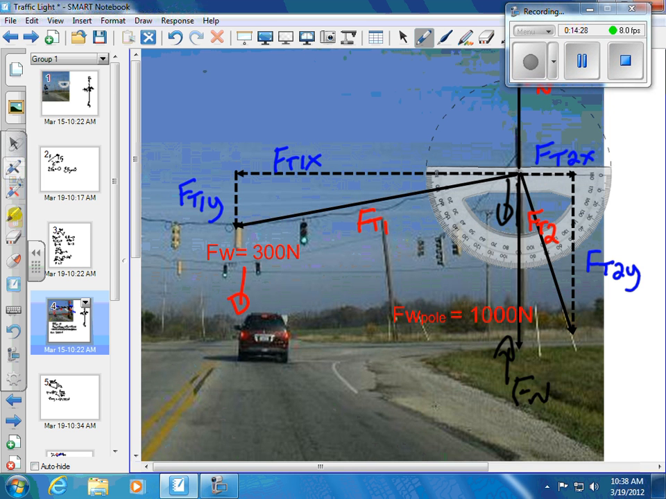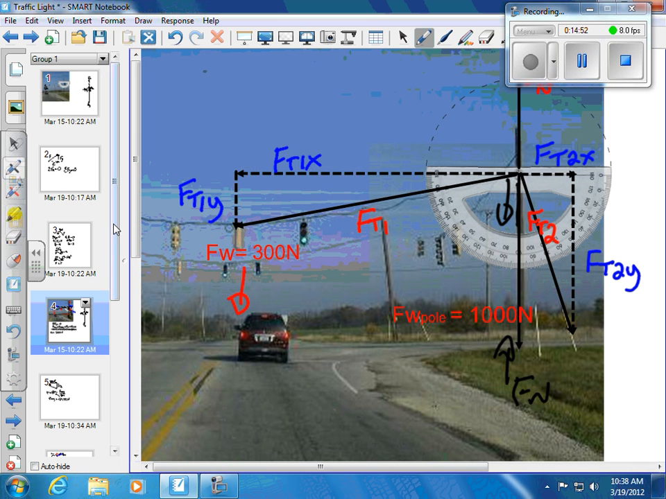One more example. If you go to page 267. That acts like a spring, F equals kx. That doesn't mean it's compressing, no.